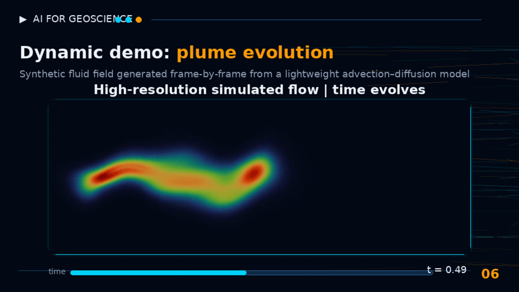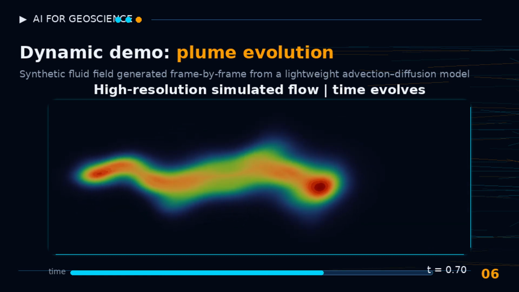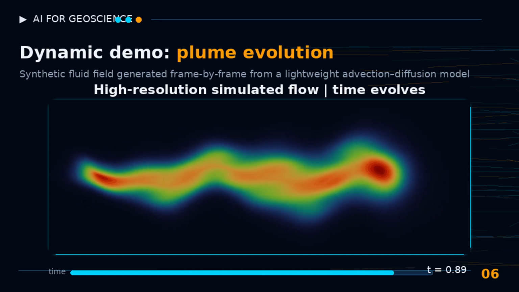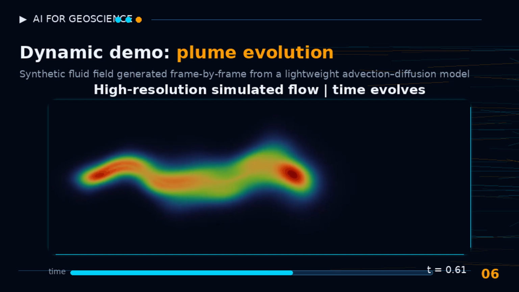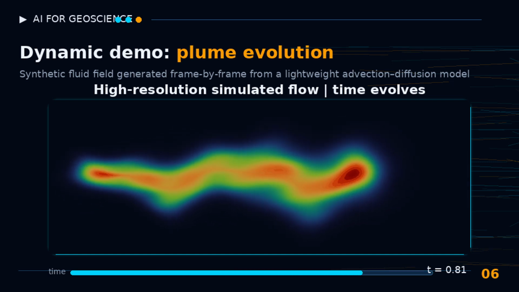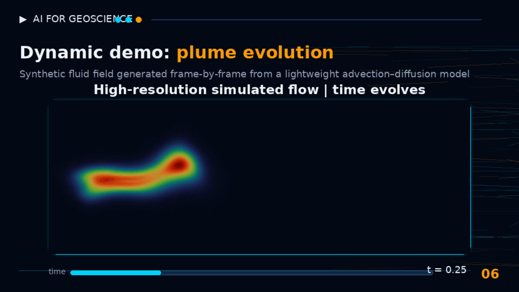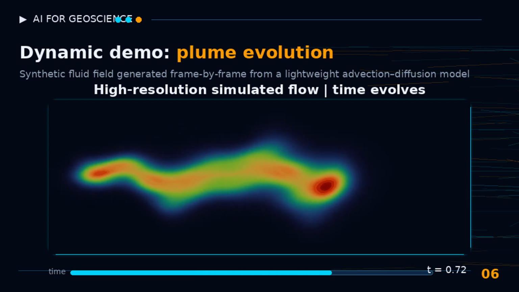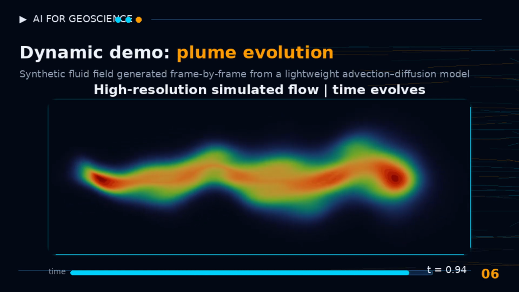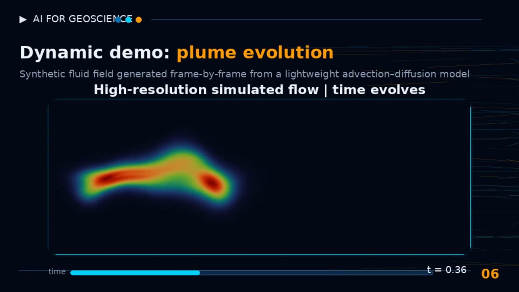As the animation plays, you can see the plume moving through the domain. The fluid starts from one region and gradually migrates. The shape changes with time because of advection, diffusion, and heterogeneity. This is similar to what happens underground. CO2, hydrogen, water, or heat does not stay fixed. It moves, spreads, and interacts with the geological structure. Therefore, a useful AI model must understand not only one image, but also how the flow evolves through time.